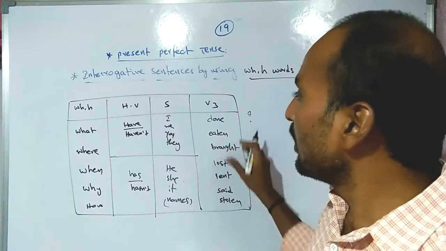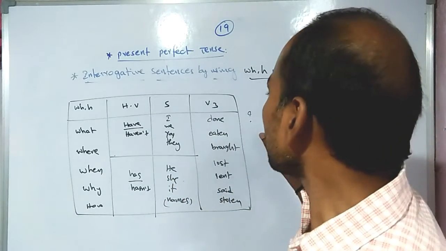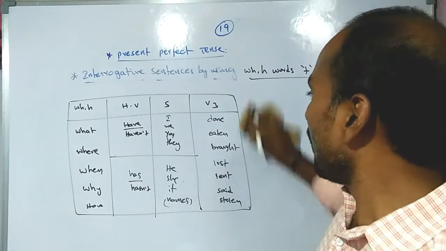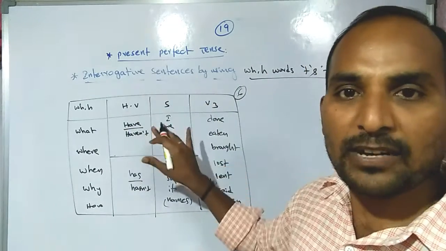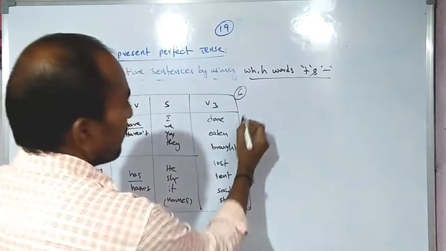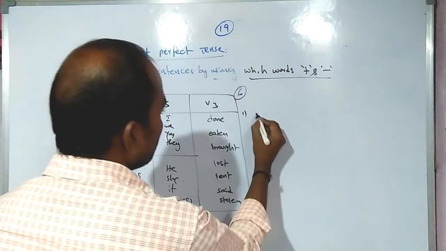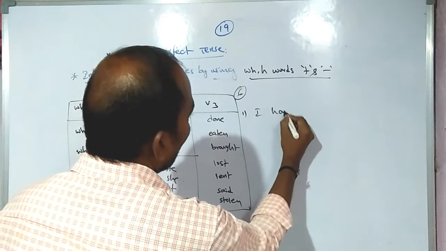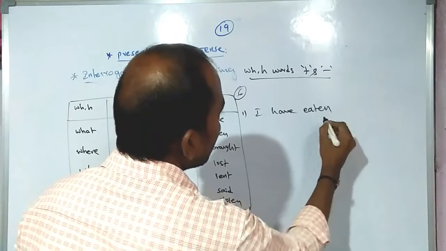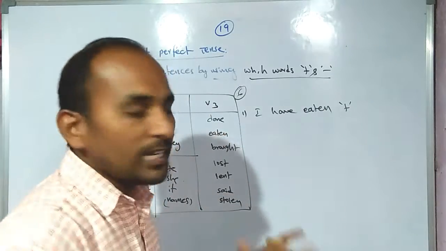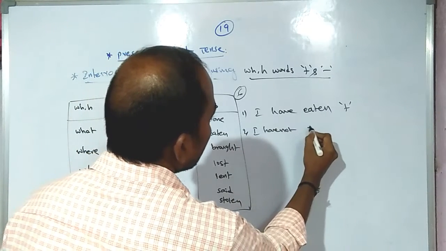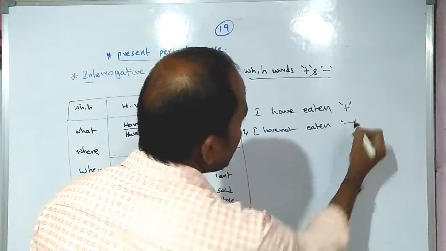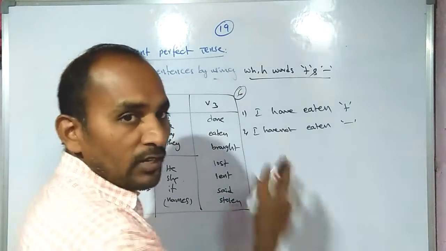So like this we have learned all the things. See, now I will tell you. In total, 6 sentences we have learned in the present perfect tense. The first one is, for example, I have eaten. This is positive. And the second one, I have not eaten. This is negative. Positive and negative are completed.